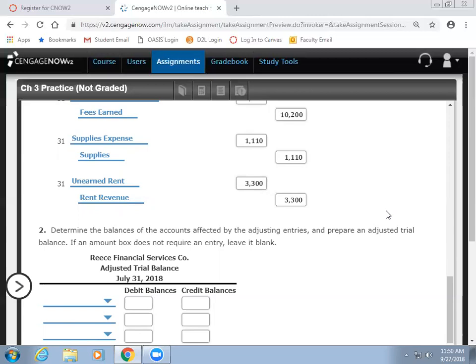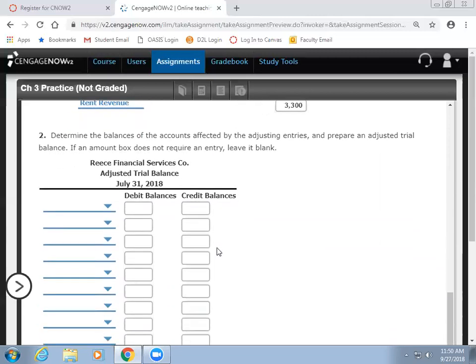Any questions on those adjustments? So now what we want to do is do what we call an adjusted trial balance. So any account that we've debited or credited in those adjustments, the balance is going to change. But if we didn't debit or credit it, it'll stay the same as it was on this unadjusted trial balance. So we're going to look at the unadjusted trial balance. We're going to look at what we debited and credited and figure out our new balances. So we'll go in the same order.